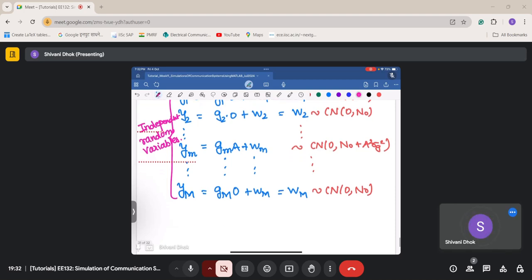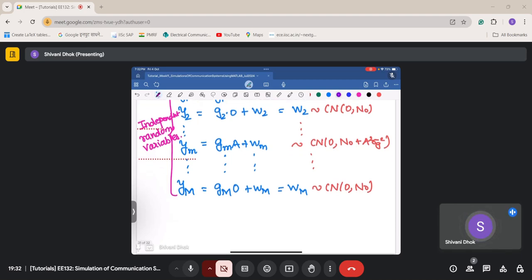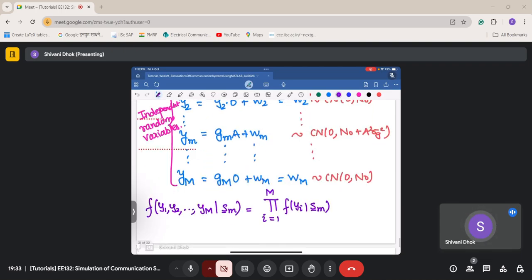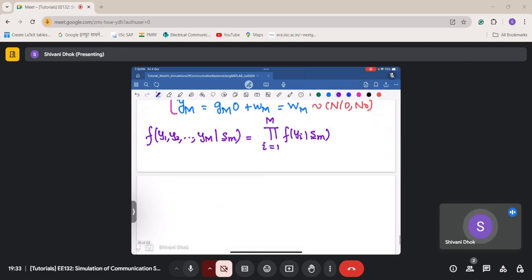Okay, which means I can write f of y1, y2 and so on till ym given Sm being transmitted as the product of i equal to 1 to m of f of yi given Sm. Then I can simplify this further, as I can separate out.